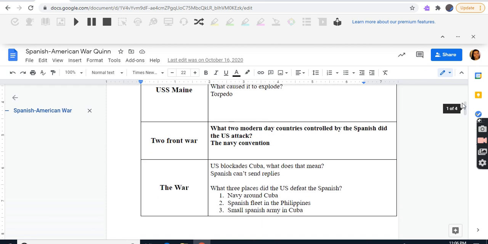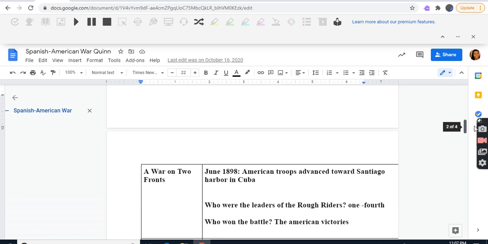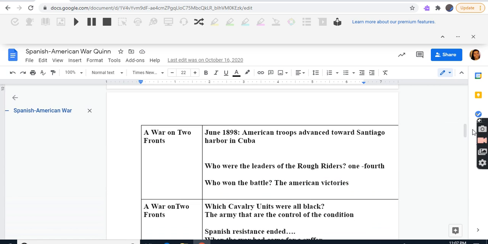Torpedo. Two-front war. What two modern-day countries controlled by the Spanish did the U.S. attack? The Navy. The war. U.S. blockades Cuba. What does that mean? The Spanish can't send supplies. What places did the U.S. defeat the Spanish? Navy around Cuba. Spanish fleet in the Philippines. Small Spanish army in Cuba. A war on two fronts.